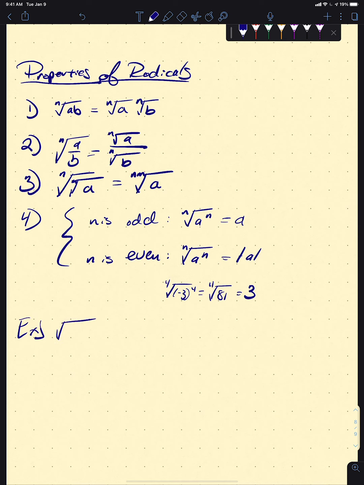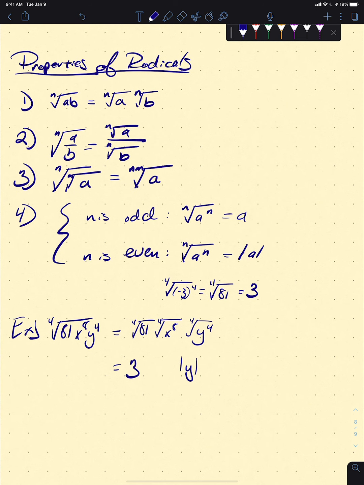Let's find the fourth root of 81 x to the 8 y to the 4th. Well, as we saw with this rule here, we can break this up into individual pieces, right? The fourth root of 81, the fourth root of x to the 8, and the fourth root of y to the 4th. And so what we can do from here is first write the fourth root of 81 as 3. We can write the fourth root of y to the 4th as the absolute value of y.